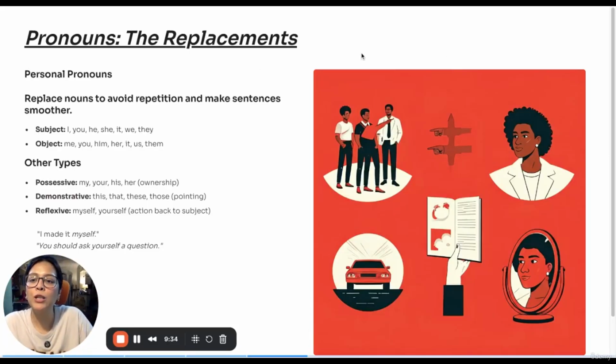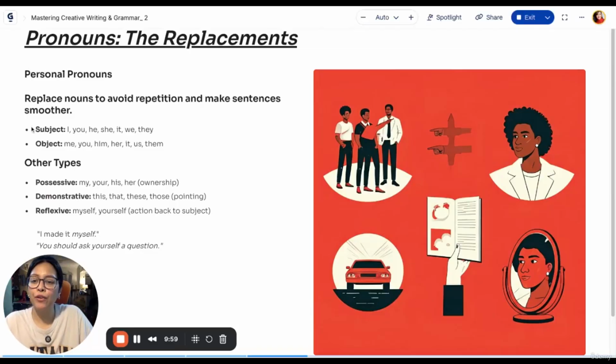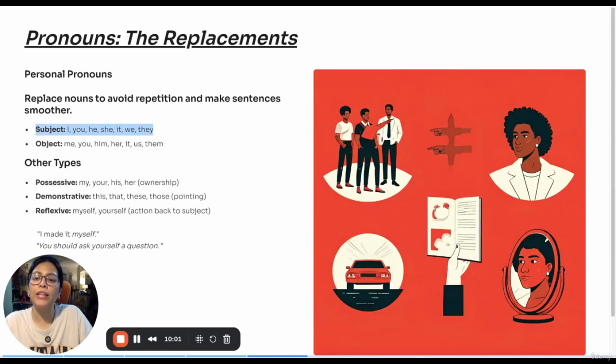Now let's look at each one of them. Personal pronouns are generally used in place of names. For example, rather than saying Ravi, Ravi, Ravi repeatedly in a sentence, you can replace the name Ravi with he or him or his, depending on the sentence. Like you can see, for example, names can be replaced with I, you, he, she, it, we, they. Objects can be replaced with me, you, him, her, it, us, them. For example, I want Ravi to come to the party. You can replace Ravi: I want him to come to the party.